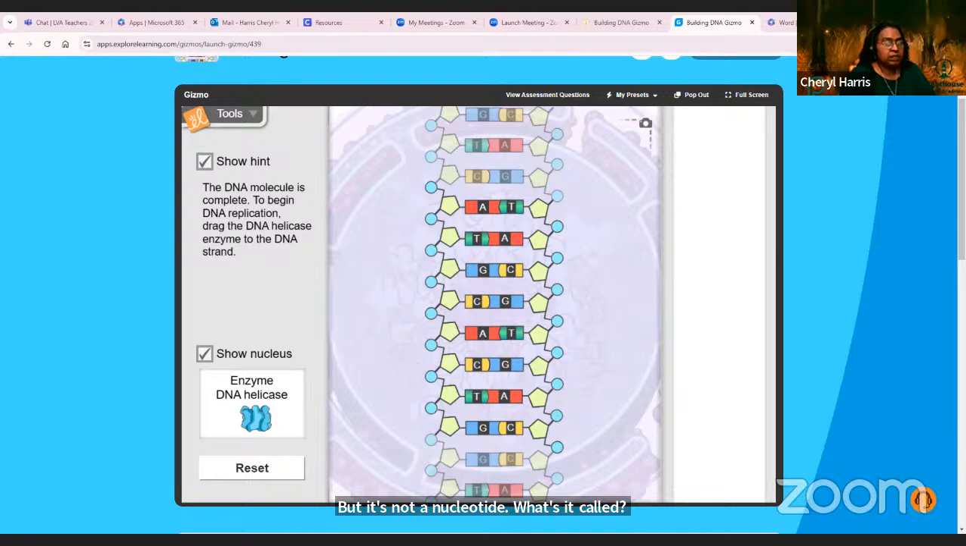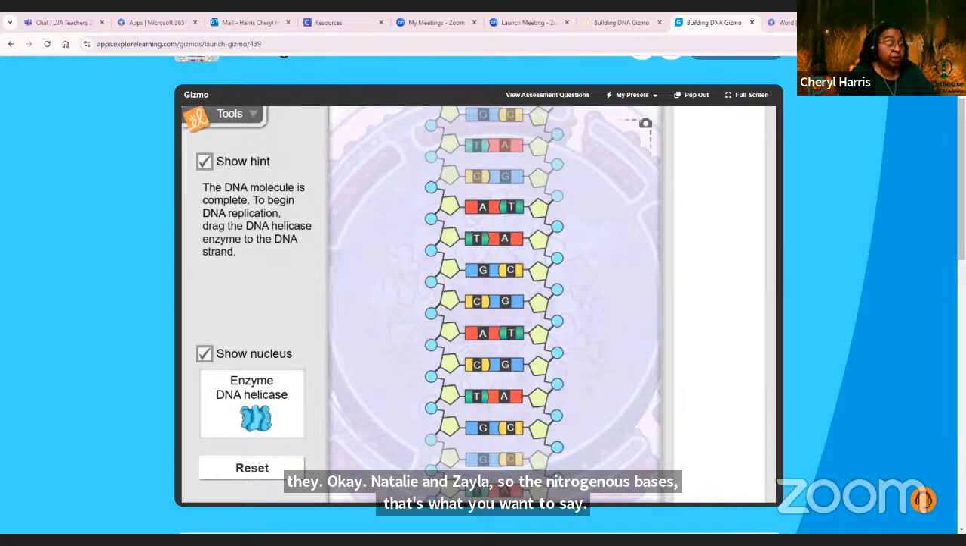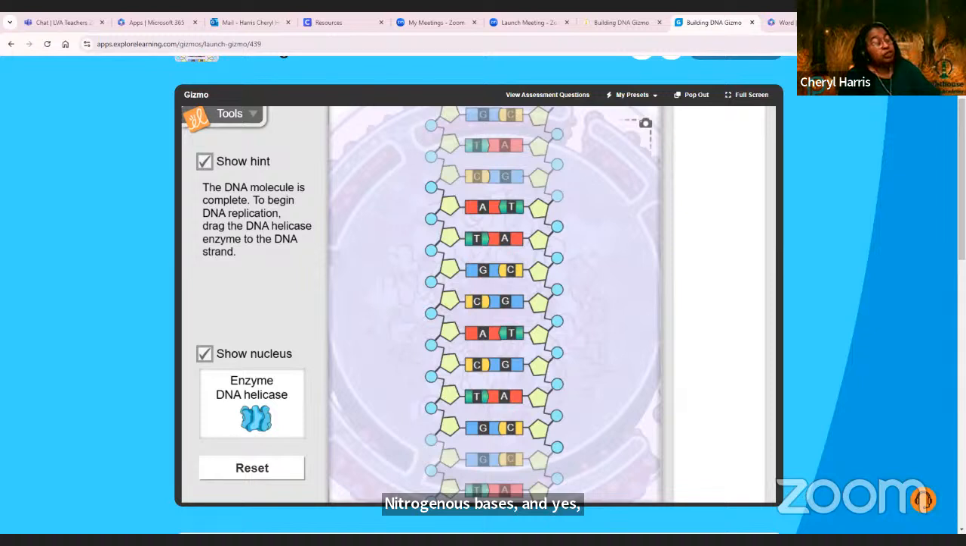The A, the T, and the G, and the C, what are those called? Yes, okay. Natalie and Zayla, so the nitrogenous bases, that's what you want to say. Nitrogenous bases, and yes, they are base pairs. But specifically, you need to know that what they're called are nitrogenous bases, and there are 4 of them.